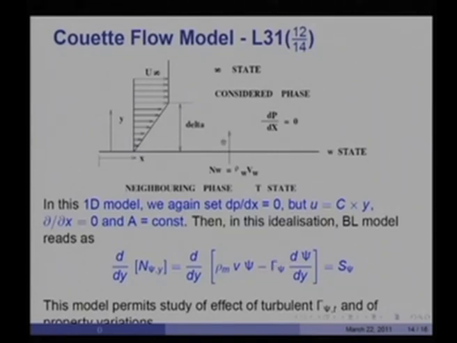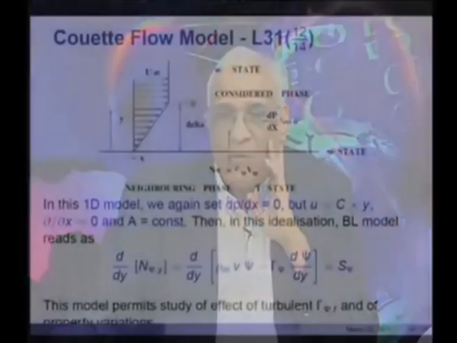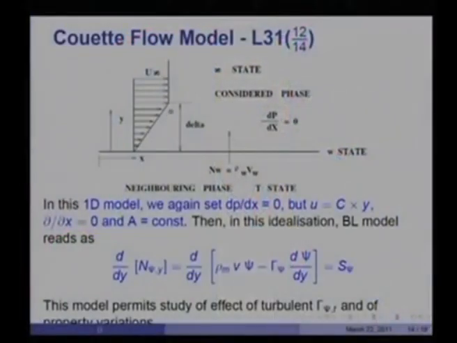Now, that can occur because variation of gamma psi, which is a diffusion coefficient or exchange coefficient, can be a function of temperature, it can be a function of mass fraction. In a turbulent flow, it can be a function of the position as indicated by Prandtl's mixing length. For example, the turbulent viscosity goes on varying with y. And so, the great merit of the Couette flow model is that with an assumed linear profile, you can actually study effects of property variations.